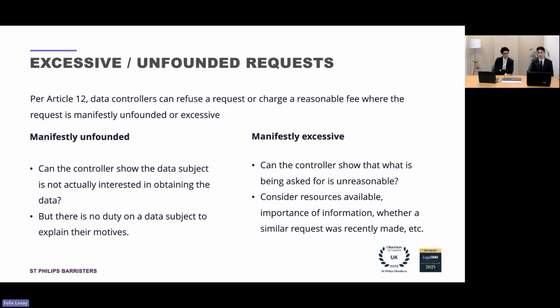The manifestly excessive point is that broadly it's unlikely to be a way out. It could be that, for example, an employee is asking for any and all data about them across their entire employment. Perhaps they've been employed for 10 years. It might be that that's regarded as manifestly excessive because it's a really significant period of time, which makes the response almost entirely impossible.